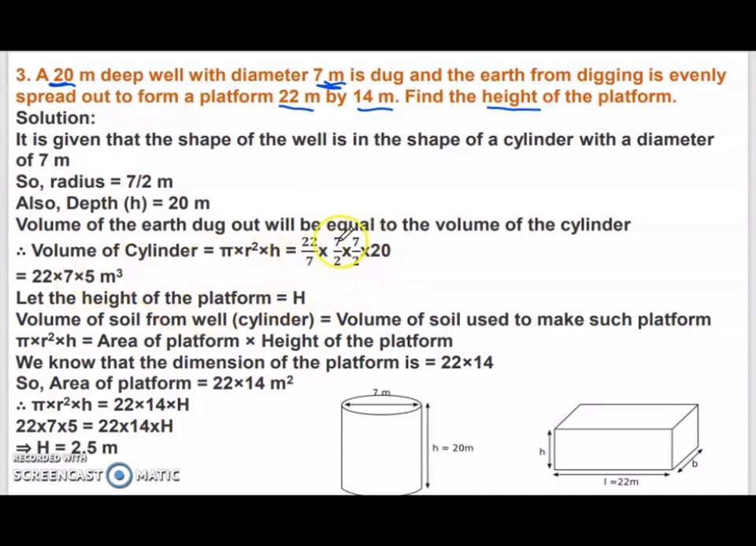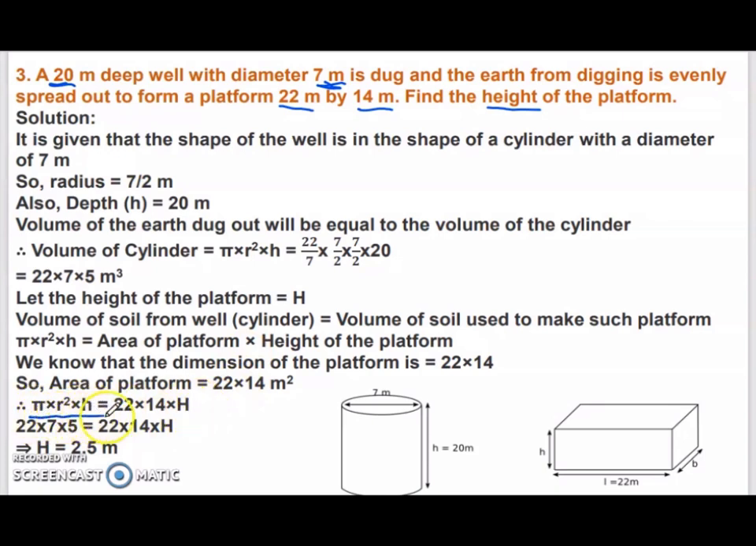Now you can just cancel out the common factors and leave it like this only, because when we equate the volumes, that time also some terms can get cancelled out. So 22 into 7 into 5 meter cube, this is the volume of cylinder. Now height of the platform we will take as h. So volume of the platform that is formed, which is cuboidal in shape, will be LBH. That is 22 into 14 into h.